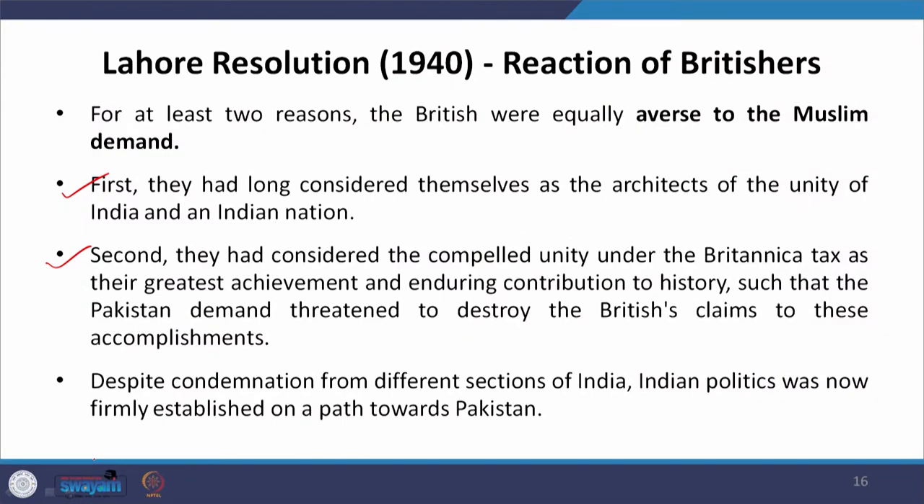Secondly, we see that the Britishers had considered the compelled unity under the Britannica tax as their greatest achievement and as an enduring contribution to history, such that the Pakistan demand would threaten to destroy the Britishers' claim to a unique accomplishment, right. There were condemnations from different quarters in India, by the colonizers and by the Hindu sects, but Indian politics was now firmly established on the path towards Pakistan.